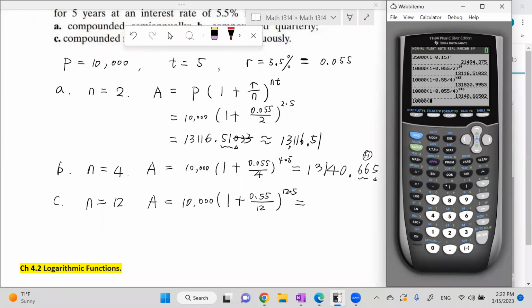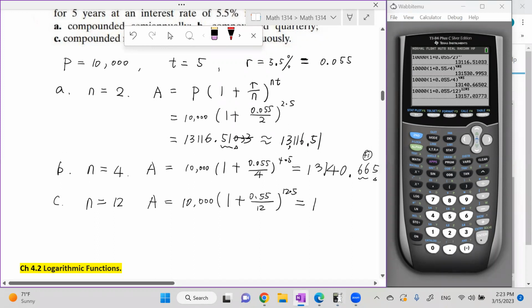So 10,000 times 1 plus 0.055 divided by 12. Close the parentheses. Raise it to the 12 times 5. 12 times 5. Move the cursor. All right. We have 13157.03773. I hope this time I have no mistake. Do I have any mistake somewhere? There's no mistake. So let's put the solution here.